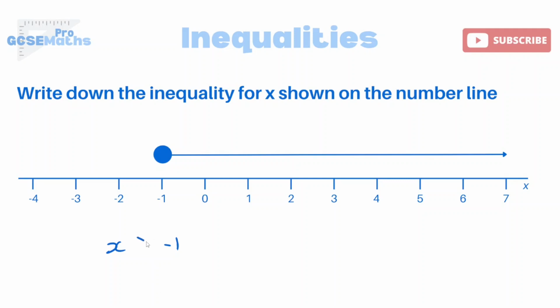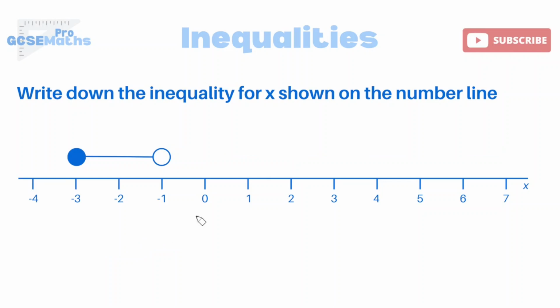So I need to face my symbol towards the x. Then I can check, now that I know which way my symbol is facing, do I need the little equals bit as well or not? Well, yeah, it's coloured in, isn't it? So it could also be equal to -1. That's literally it. Your answer is x is greater than or equal to -1. Simple as that. So let's look at this one.